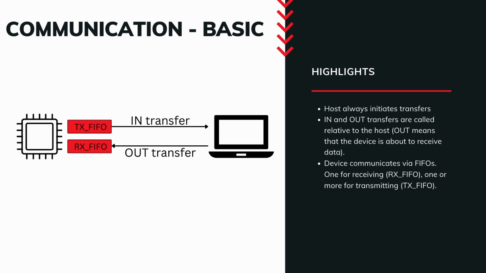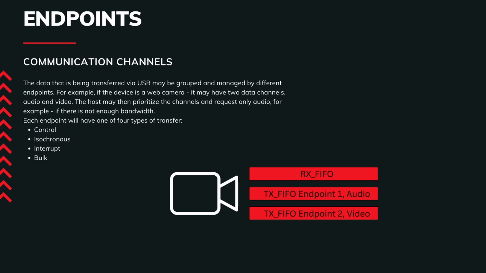The device has one receive or RX FIFO and one or more transmit or TX FIFOs. The reason why there may be multiple TX FIFOs is that the device may have several types of data and the host may prioritize between them. Say for example we are creating a USB camera device. It can transmit video, it can also transmit sound. But if for some reason the host is unable to process both video and sound, it may decide to discard the video and only receive sound.